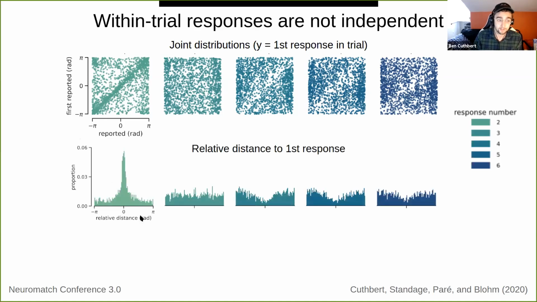Another way of looking at this is to look at the relative distance between reports made on the same trial. This is a histogram of the differences between the first report on a trial and the second report. This is just a different way of looking at these data. We see again there's a huge peak in the middle here. So people are really choosing almost the same color or a very similar color in their second report as their first. And as you go later into the trial, they actually seem to be biasing their reports away from the early reports.